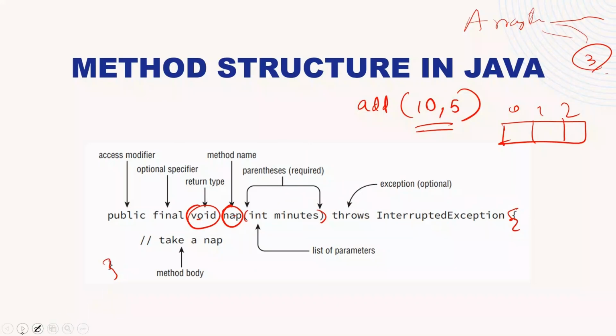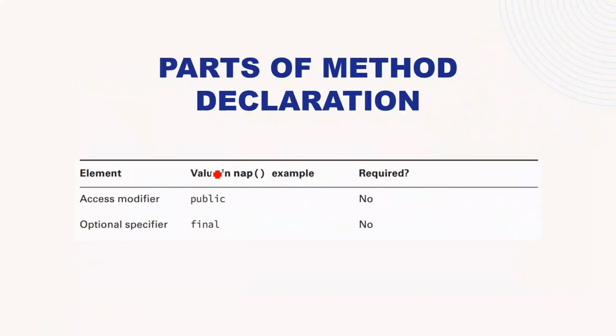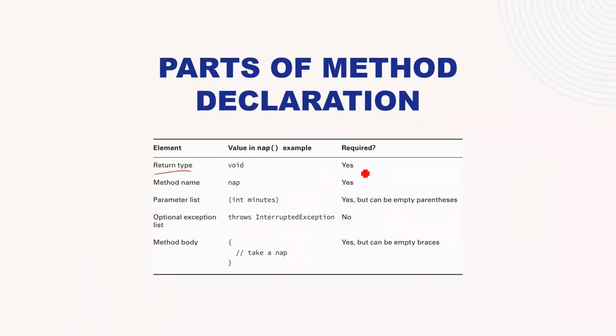So let us move on to parts of a method declaration. I have already told you, right? Access modifiers are not required, it's optional. Specifying final is not required. It means it's not mandatory. You can use it if you want. Return type is mandatory, yes. Method name is mandatory. Parameter list, yes, but it can be empty parentheses. If you need parameters, then you have to pass them in the parentheses. Otherwise, it is not required.